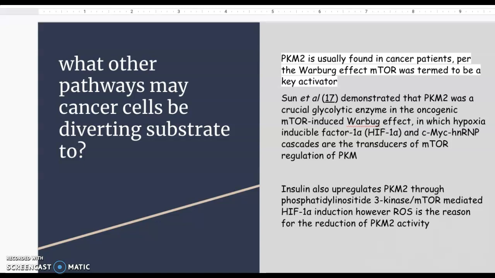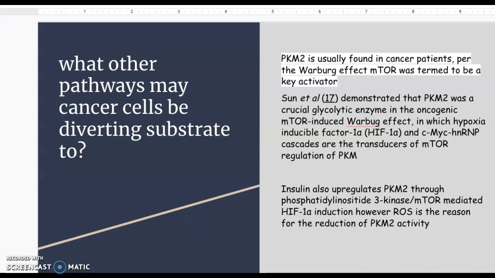PKM2 is usually found in cancer patients, per the Warburg effect and mTOR. Per the Warburg effect, mTOR was termed a key activator. Also, Sun et al. demonstrated that PKM2 was a crucial glycolytic enzyme in the oncogenic mTOR-induced Warburg effect, in which hypoxia-inducible factor 1A and c-MYC-hnRNP cascades are the transducers of mTOR regulation of PKM.